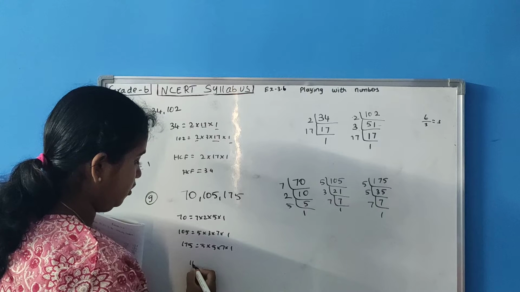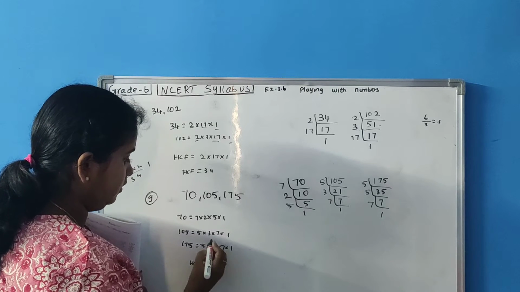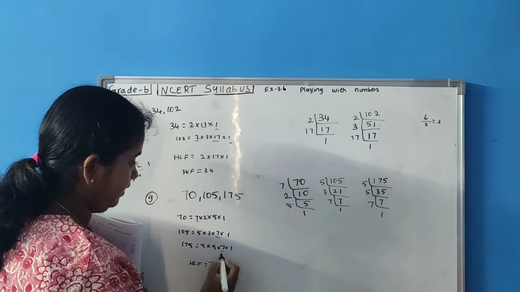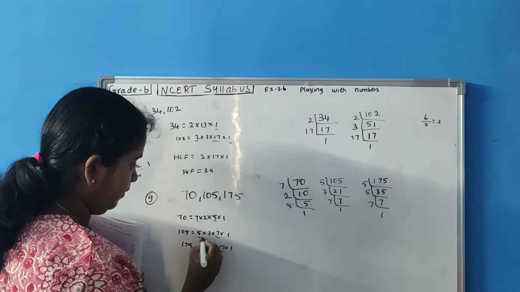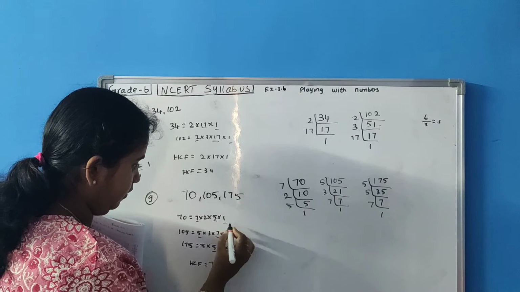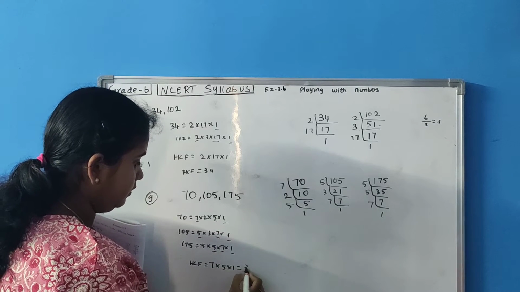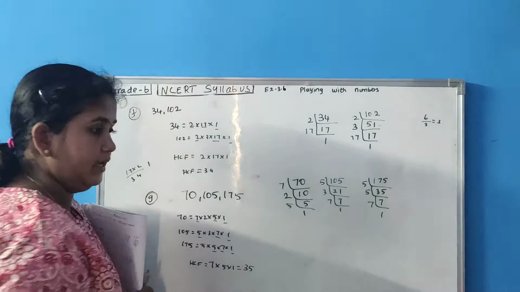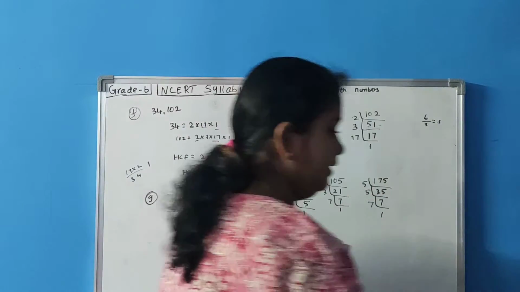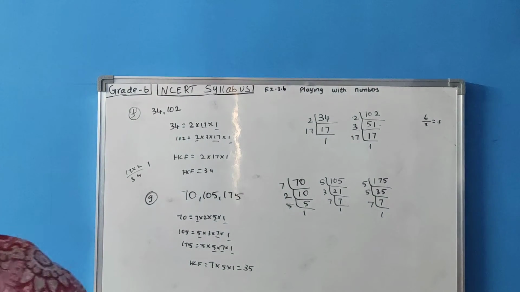Now find the highest common factor. 7 is common in all the 3, so I am writing 7. Then 5 also common in all the 3, I am writing the 5. Then 1 is common in all the 3. So 35 is your highest common factor for the given 3 numbers. Did you understand? Now we'll move on to the second sum.